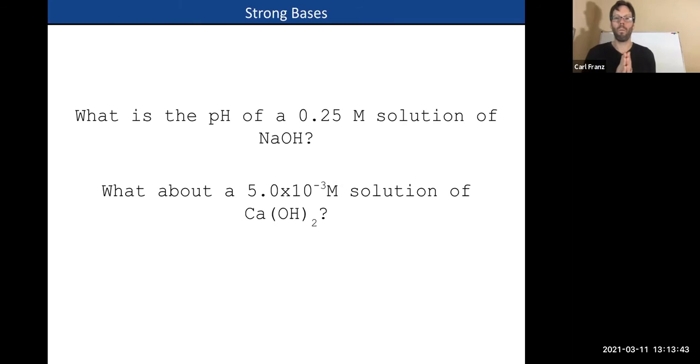So what about strong bases? What's the pH of a 0.25 molar solution of sodium hydroxide? Okay. If it's a strong base, we can do the same thing. We can say that the concentration of the base is essentially the concentration of the hydroxide ions. And so we take the negative log of that to get the pOH. And then we subtract from 14 to get the pH. So what would that look like?